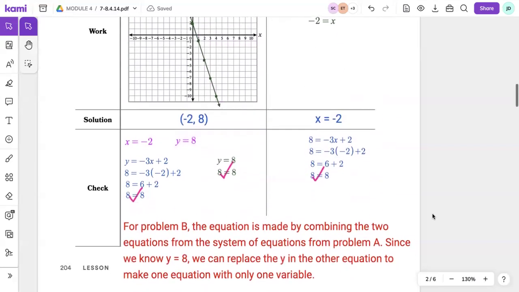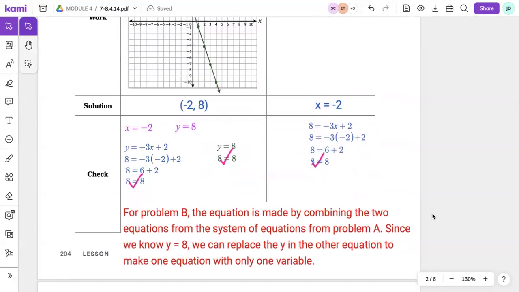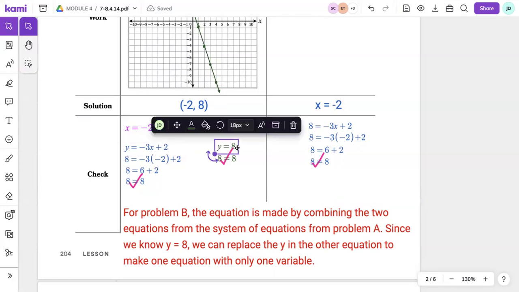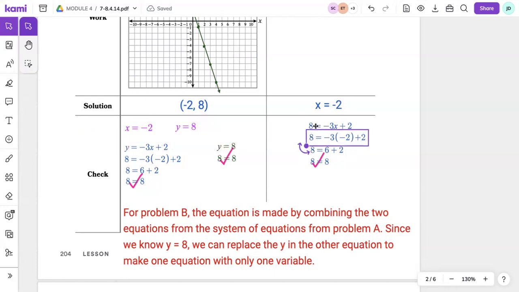Let's scroll down to here. For problem B, the equation is made by combining the two equations from the system of equations in problem A. Since we know that y equals 8, we can replace y in the other equation to make one equation with only one variable. So we had two equations before, y equals negative 3x plus 2 and y equals 8. Because we know y equals 8, we can put that in for y and get the equation 8 equals negative 3x plus 2. So again, pause if you need to get all your notes, and then we're going to go on to number 3.